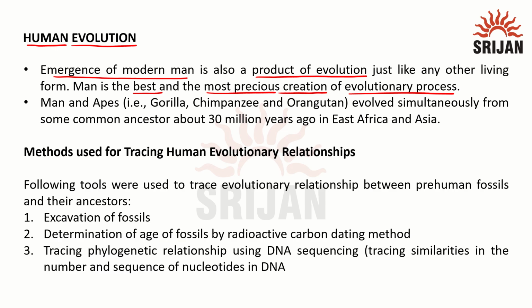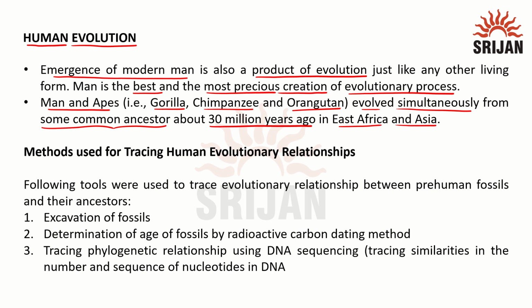Now, if you take evolution, we know that it occurs over millions of years and we cannot track it because nobody recorded it and it is very difficult to track. So man and apes like gorilla, chimpanzee and orangutan evolved simultaneously from a common ancestor, and we do not know the actual characteristics of this common ancestor yet, and this occurred around 30 million years ago. So you can imagine how difficult it is to get data from 30 million years ago. It occurred around the parts of East Africa and Asia.